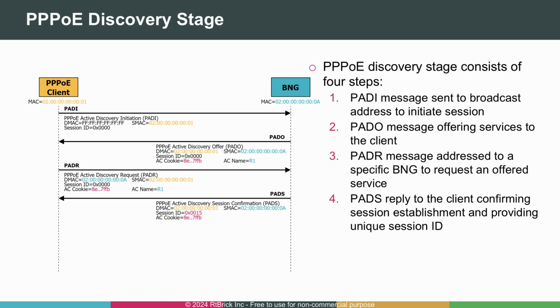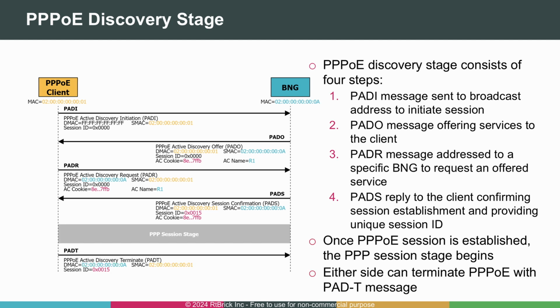Upon receiving the PADR, the BNG generates a unique session ID for the PPPoE session and sends an Active Discovery Session Confirmation, PADS, to confirm the connection and provide the session ID. Once the PPPoE session is established, the PPP session stage begins, and data is sent using PPP encapsulation. The session ID will remain unchanged for the duration of that session. Ethernet packets are now sent unicast.